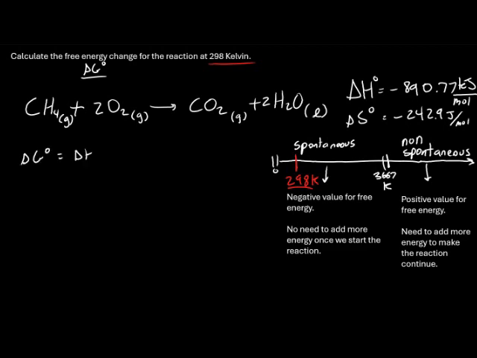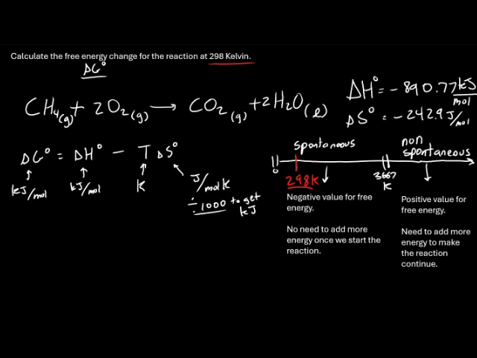The delta G standard will be equal to the delta H standard minus T delta S standard. Both delta G and delta H will be written generally in kilojoules per mole. Temperature, as before, is in Kelvin, and delta S is usually written in joules per mole Kelvin. Once again, we're going to have to divide this by 1,000 to get the correct units. So let's find our free energy change. We'll say the delta G standard is equal to -890.77 minus the temperature, which was 298, multiplied by our delta S, which is -242.9, divided by 1,000 to change our joules to kilojoules.